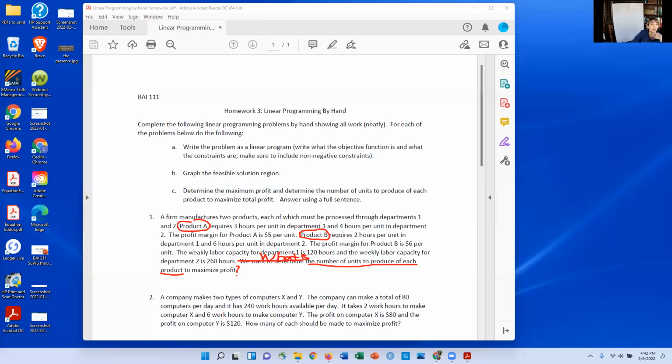I don't know if you can see me, but I'm hoping you can see this whiteboard. If you can't see it, you've got to let me know.